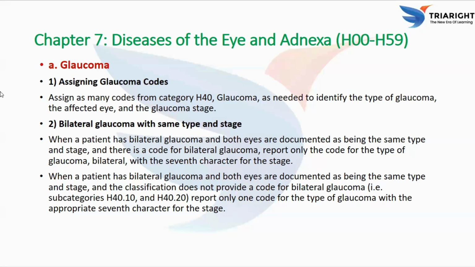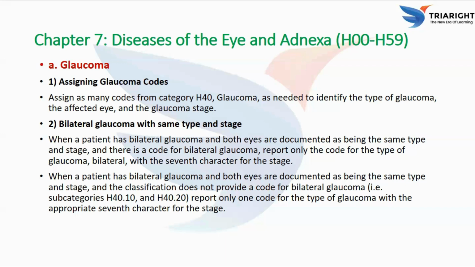First is assigning glaucoma codes. The guideline says assign as many codes for category H40 glaucoma as needed to identify the type of glaucoma, the affected eye, and the glaucoma stage. So what does it mean? The glaucoma codes in ICD-10-CM are very specific. Each code must tell three things. The type of glaucoma, whether it is a primary open angle glaucoma, whether it's a primary angle closure, whether it's a glaucoma secondary to eye trauma, or glaucoma secondary to drugs.